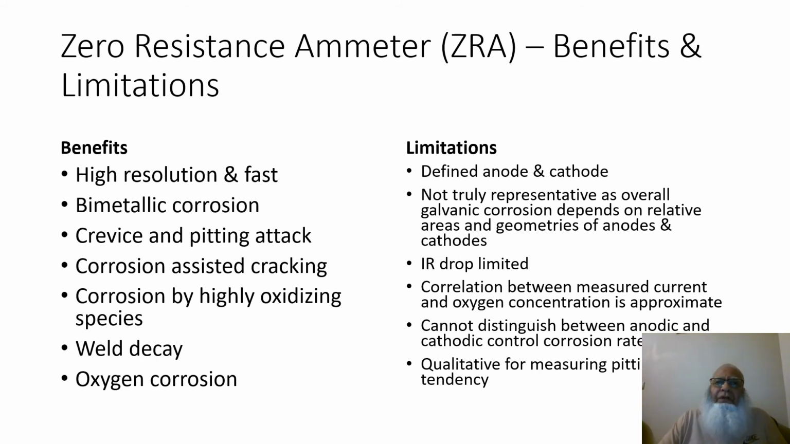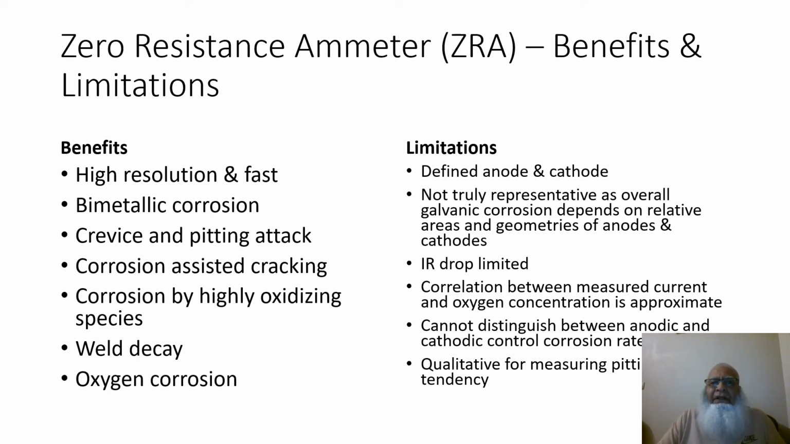This slide shows the benefits and limitations of the zero resistance ammeter technique. Benefits are that it is a high resolution and fast technique. It measures galvanic or bimetallic corrosion. It can identify crevice and pitting attack. It can also identify corrosion assisted cracking, corrosion by highly oxidizing species, as well as weld decay. It can also measure oxygen corrosion.